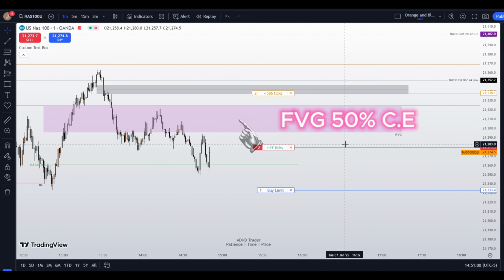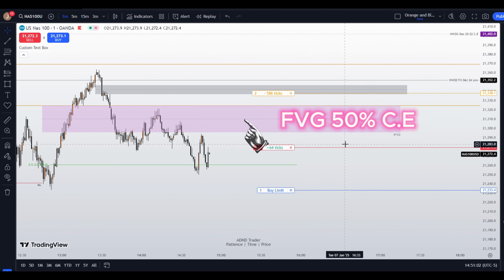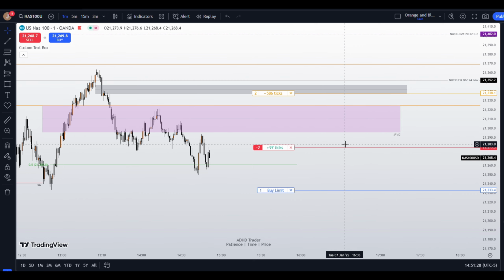A consequent encroachment is the center or 50% level of a fair value gap. Inversion fair value gap, PCCB, all the same. Usually if you're bearish, you'll see price hit that fair value gap, and if it doesn't close above it until it's right below that consequent encroachment, it gives you a higher bias to go bearish. Obviously, you're looking for other confluences, but this kind of puts you in the right position.